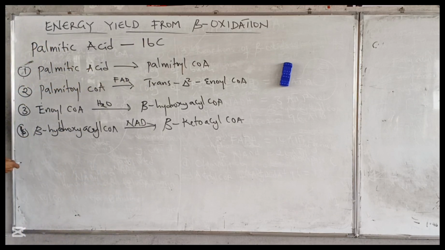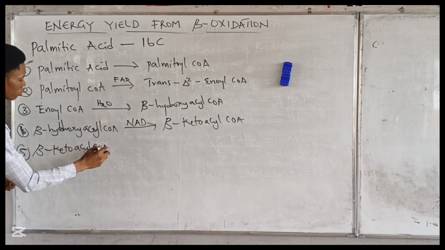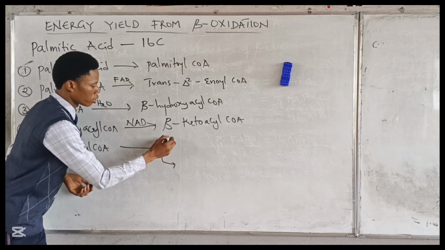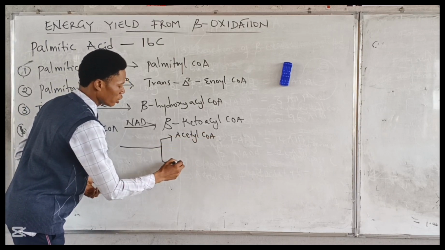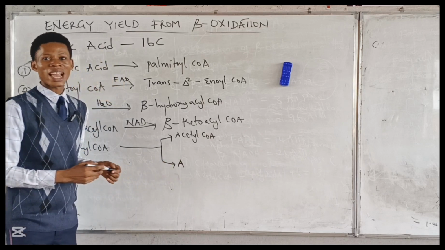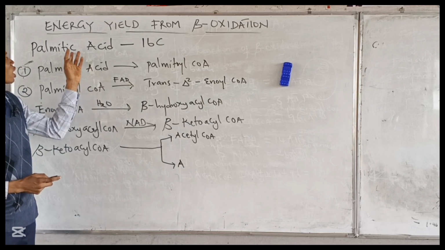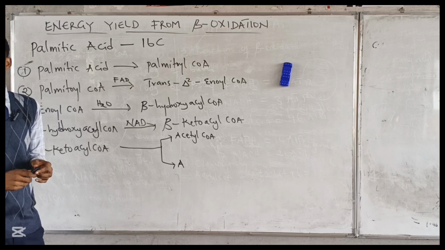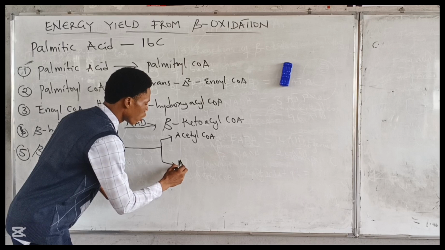So the last step, the beta-keto acyl-CoA will be broken, right? To form two things: acetyl-CoA and acyl-CoA. Acyl-CoA that is short by how many carbons? 2 carbons, right? So since we started with palmitoyl-CoA, if you are removing 2 carbons from palmitoyl-CoA, what are we going to have? Myristoyl-CoA, right?